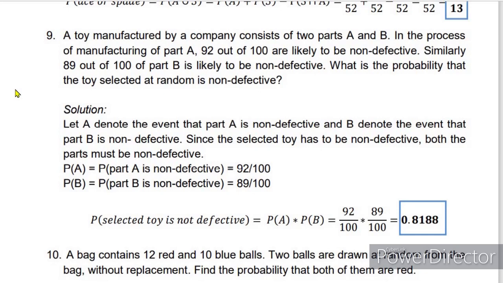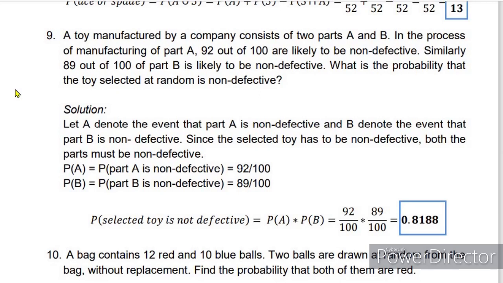So number 9, a toy manufactured by a company consists of two parts, A and B. In the process of manufacturing of part A, 92 out of 100 are likely to be non-defective. Similarly, 89 out of 100 of part B is likely to be non-defective. What is the probability that the toy selected at random is non-defective?